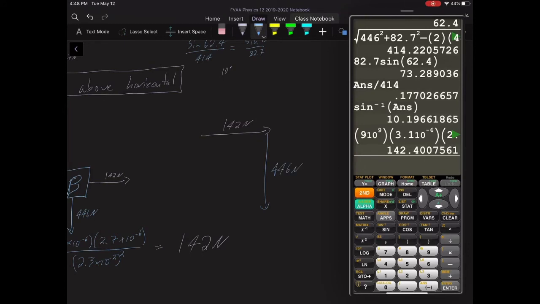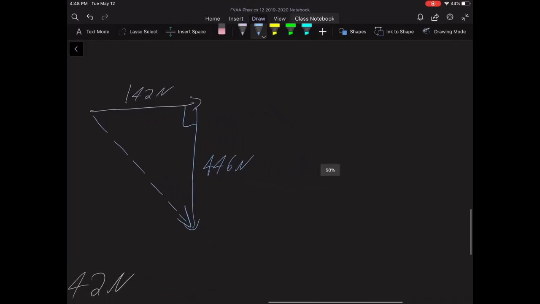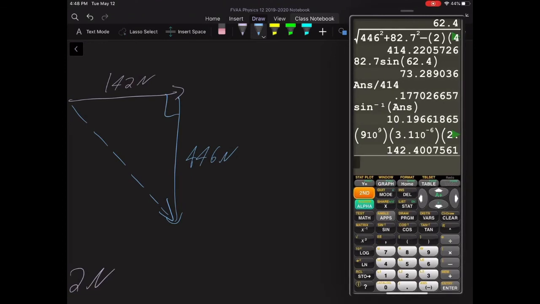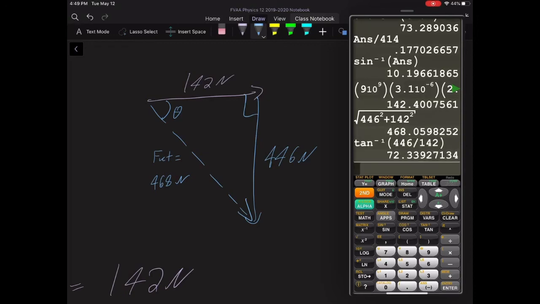I want to solve for the resultant, knowing that these are perpendicular, so the trig is much easier than before. Here I just need the Pythagorean theorem, 446 squared plus 142 squared. That gives me the magnitude of my net force, 468 newtons. Then I can find the angle below the horizontal using tan: 446 divided by 142, which gives me 72 degrees below the horizontal.